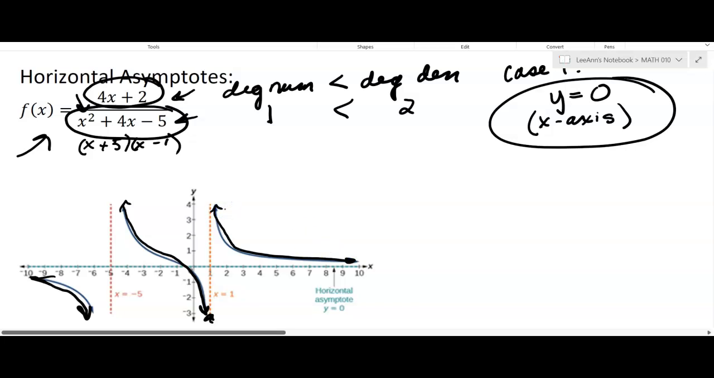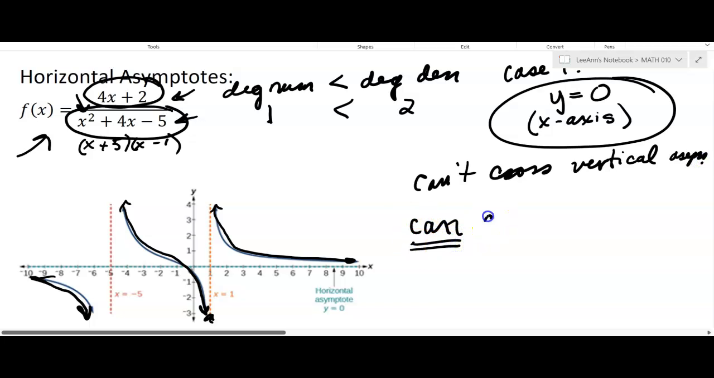Now, in an earlier video, I mentioned you can't cross vertical asymptotes. However, you can cross horizontal asymptotes. They don't always cross, but you can. It's allowed. So you can see, if you were thinking, hey, that's crossing the horizontal asymptote, that's okay. All right.